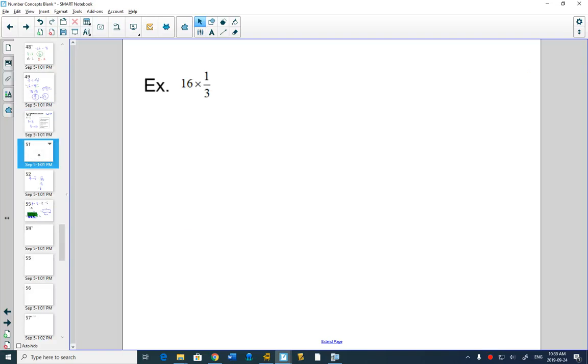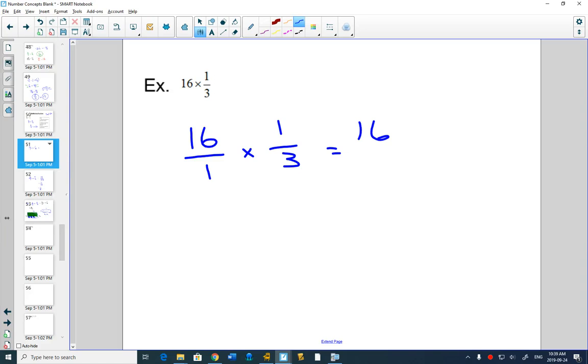Here's another one with a whole number. 16 times 1/3. We need to change things to improper fractions. So I'm going to change 16 over 1 times 1 over 3. Multiply the tops with the tops, that's 16. Multiply the bottoms with the bottoms, that's 3. Or you could write this as 5 1/3.